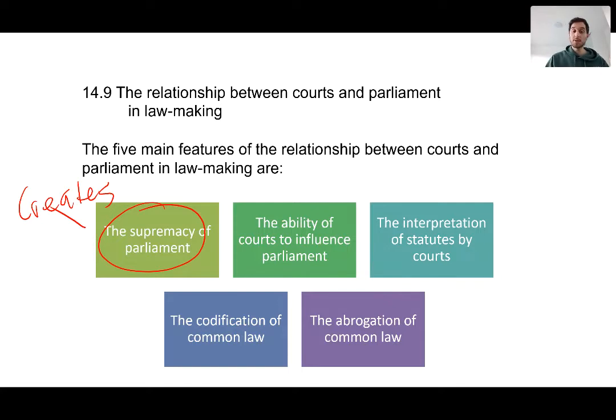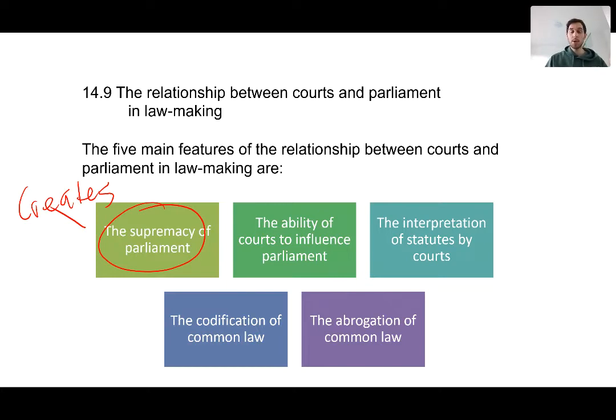For example, an example of Parliament creating the courts: the Magistrates Court recently had a new division created as part of it, a new aspect of the Magistrates Court called the Drug Court, where they specialised in hearing about drug crimes and used a more therapeutic approach to helping people. So Parliament creates the courts.